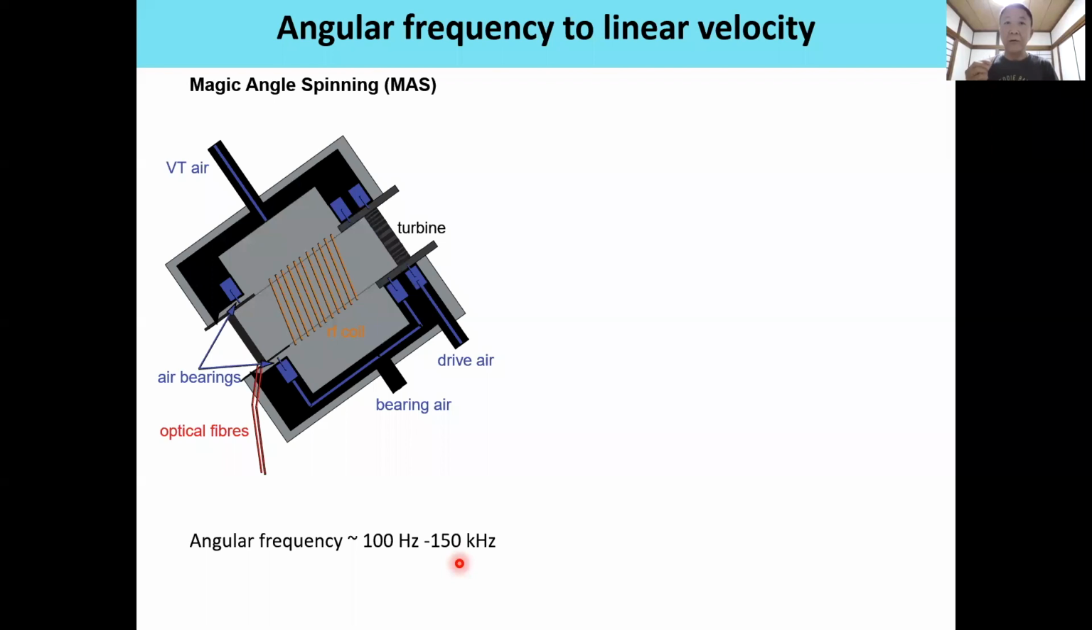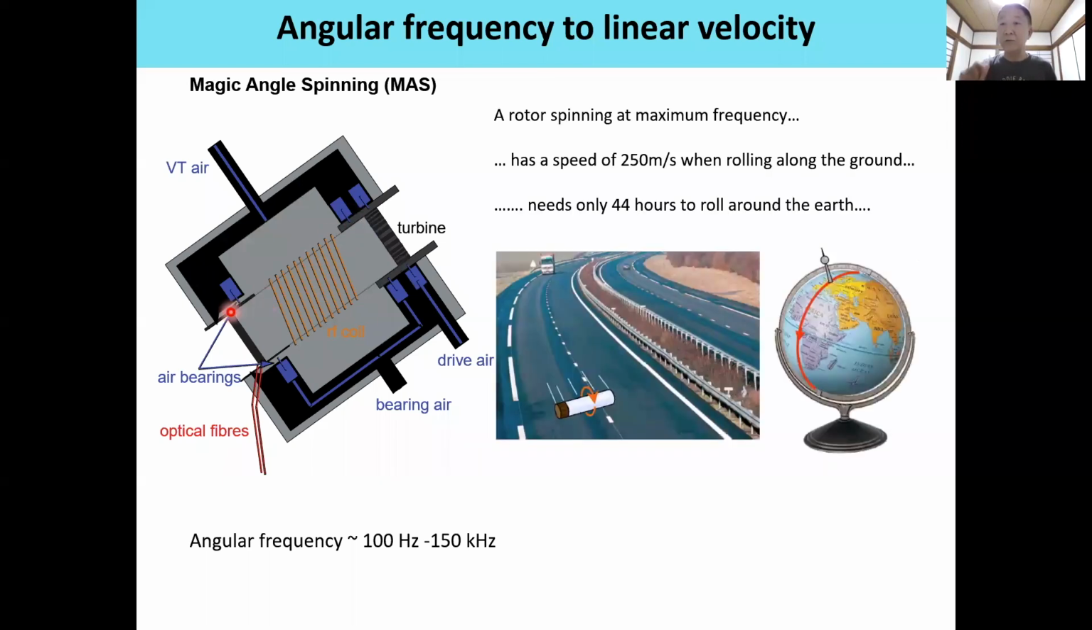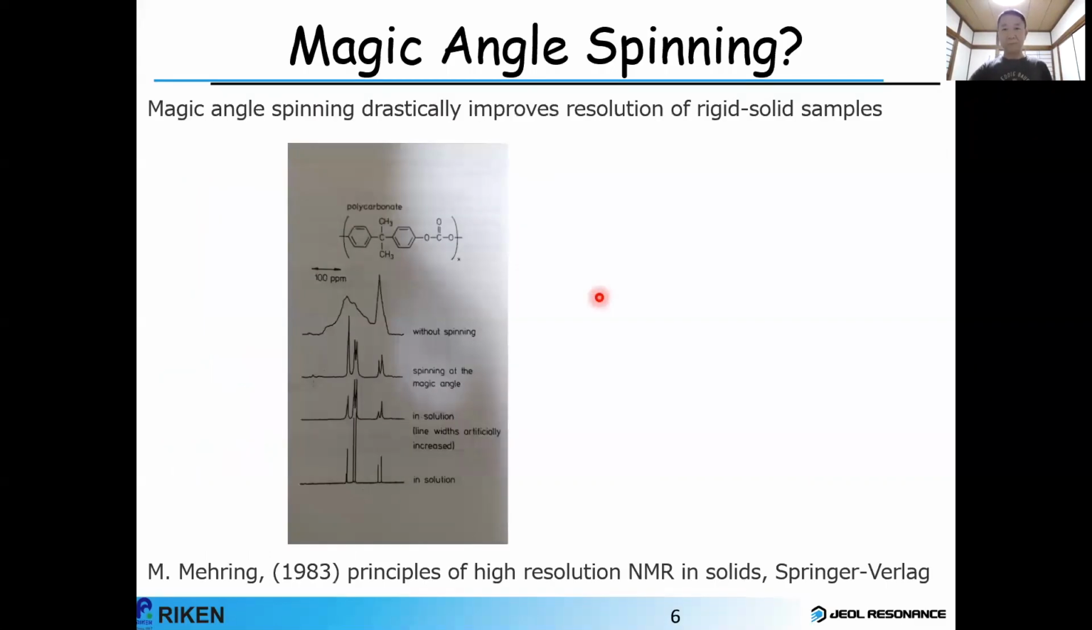But this is also very fast at the surface, I mean the linear velocity. If you look at the speed at the surface, this is close to the speed of sound. So if you rotate your sample rotor on this road, you can roll around the Earth in 44 hours. So you can see how rapid the spinning rate is.